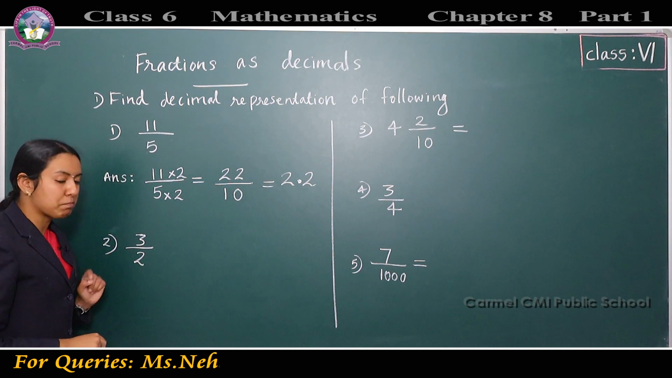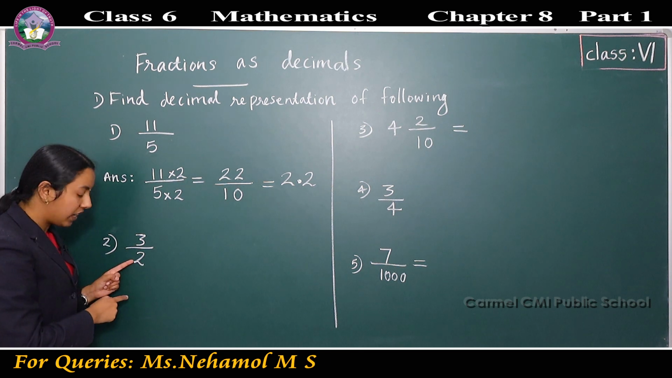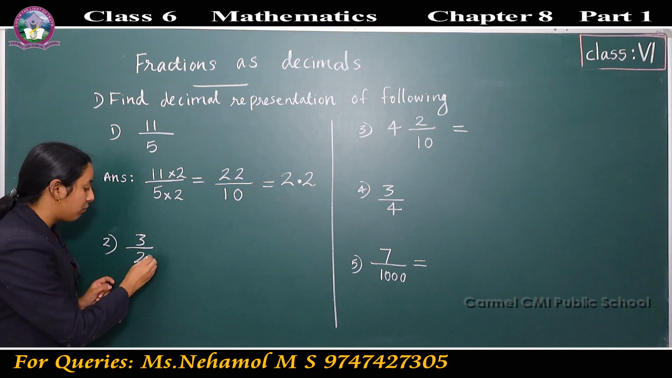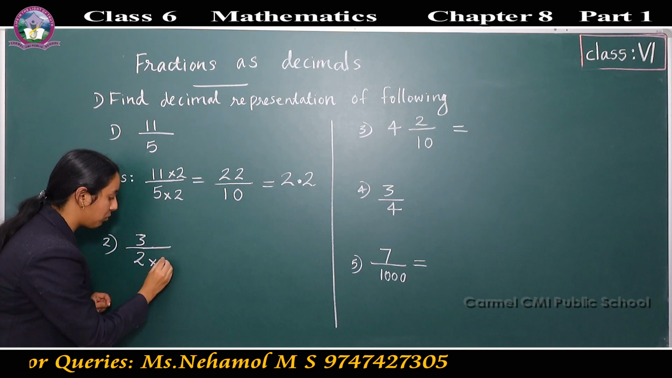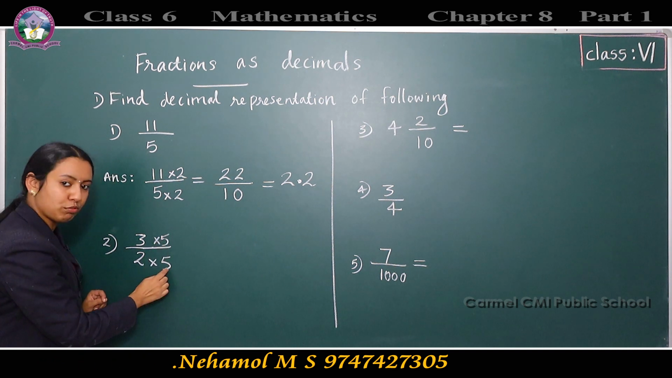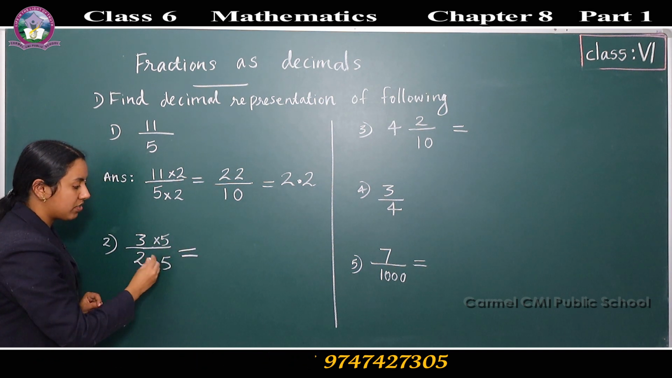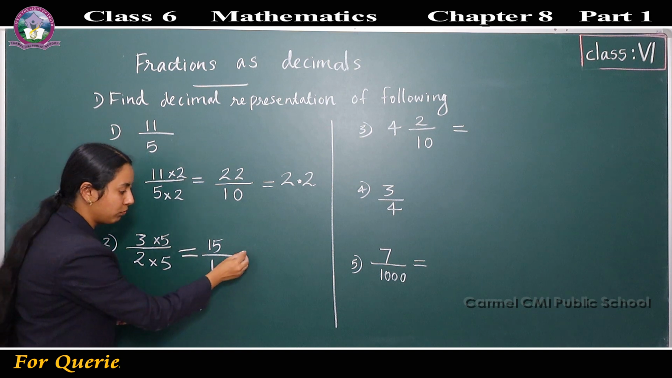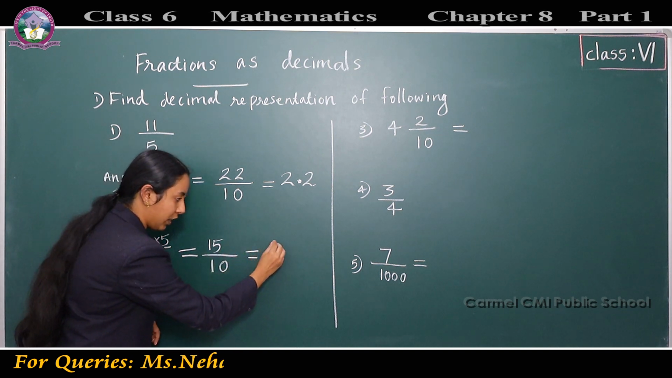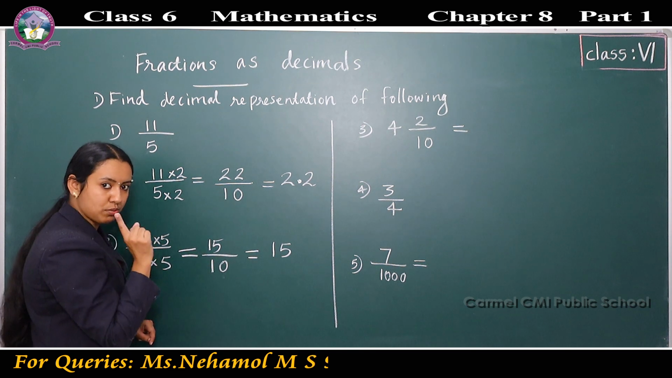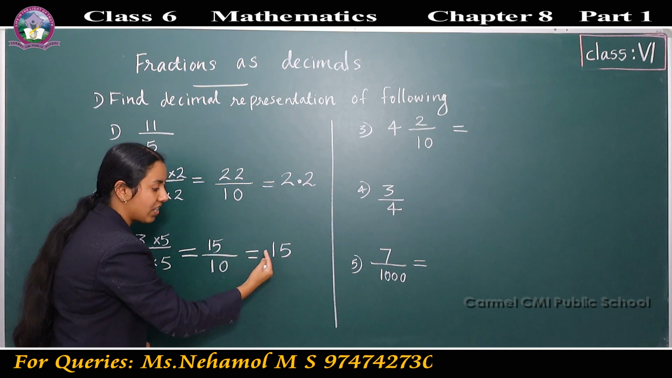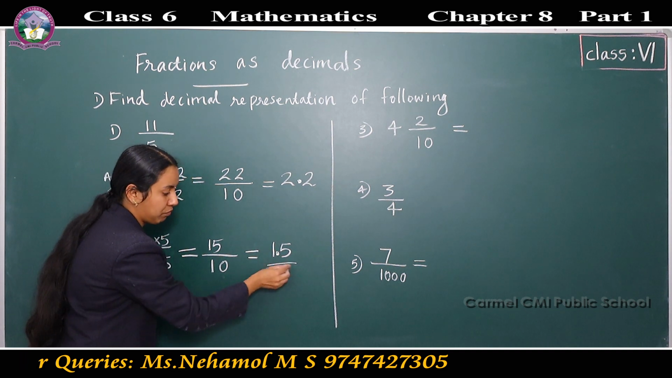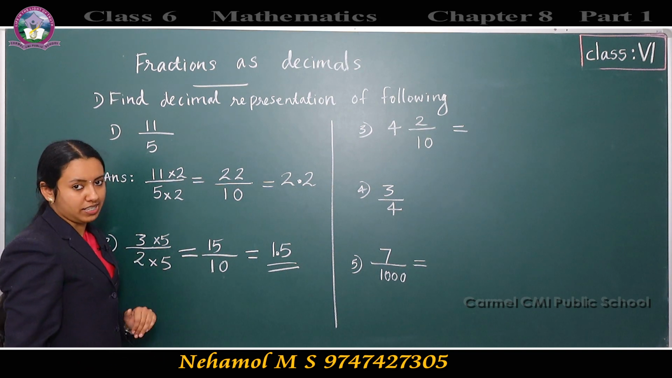Next question, 3 by 2. Here the denominator is 2. We have to make this 2 as 10. For that, multiply both numerator and denominator by 5. 2 5s are 10. Then 3 5s are 15. Now 15 by 10. Write the numerator itself. Number 10 has only 1 zero. Count one place from the last digit to the left. Then put the decimal point. 1.5. 1.5 is the corresponding decimal number.